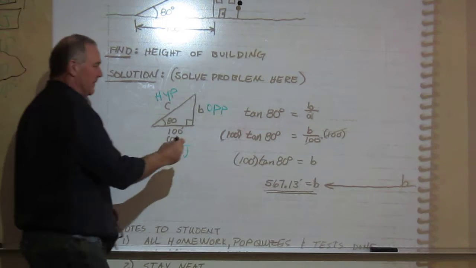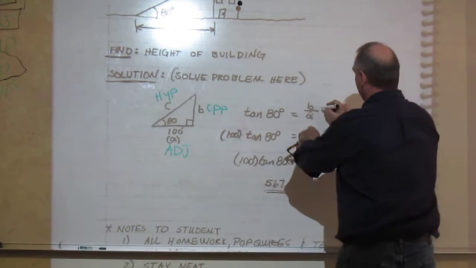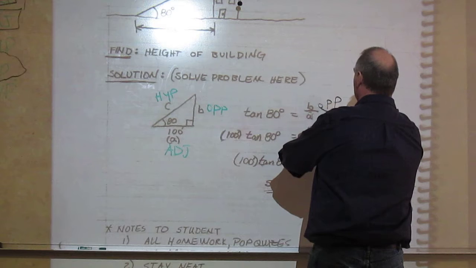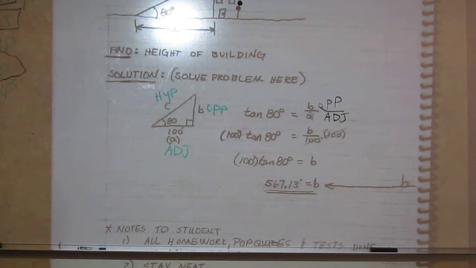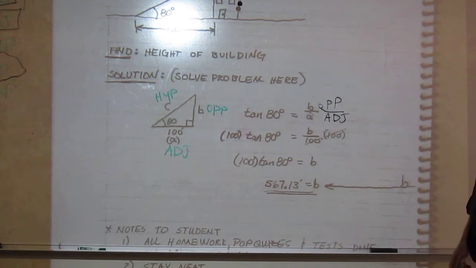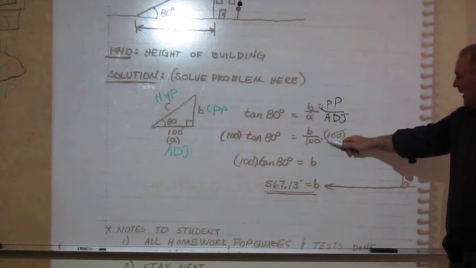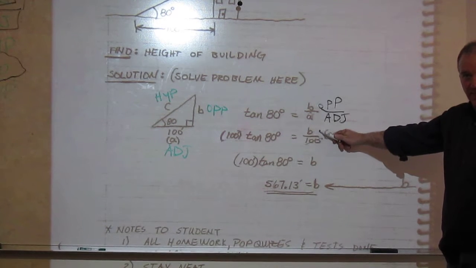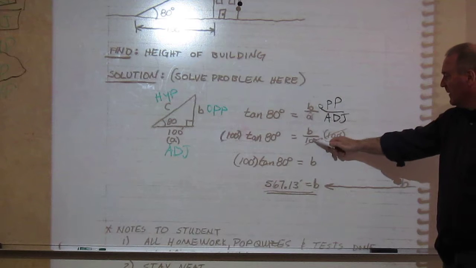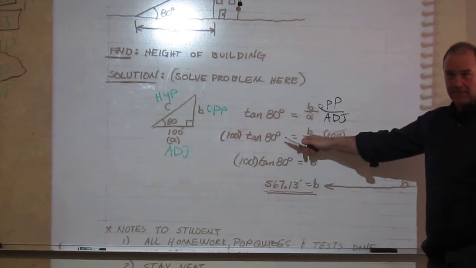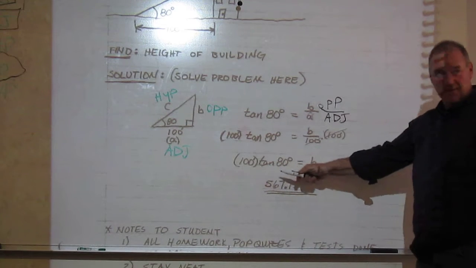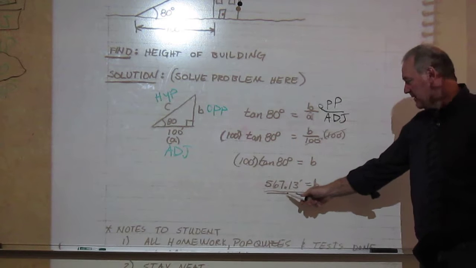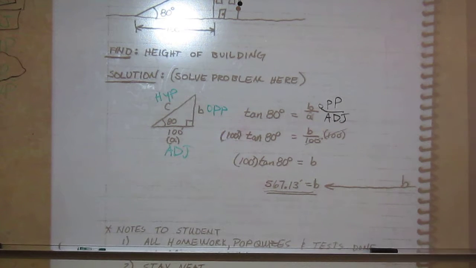So here's your numbers. Again, you might want to make this change. What we're really doing here is opposite over adjacent. This is the algebra, so I'm isolating my opposite side here. So I have to take 100, got to multiply both sides by it. If you plug this into your calculators, 100 times the tangent of 80, you should get 567.13. Please check that and see that you do.